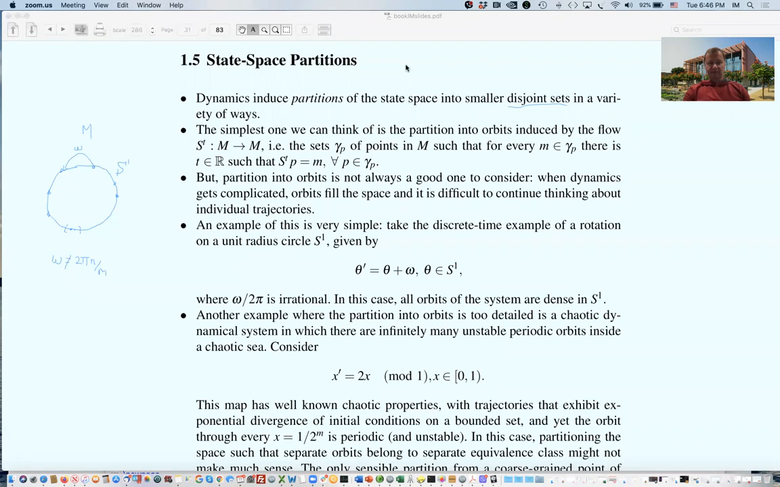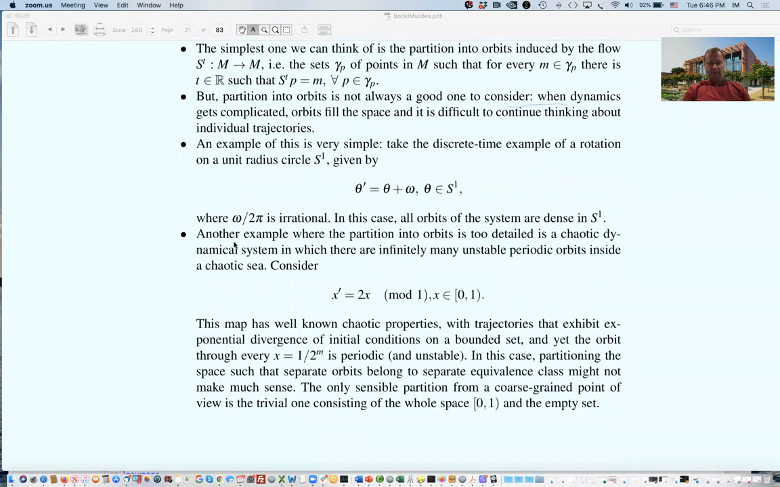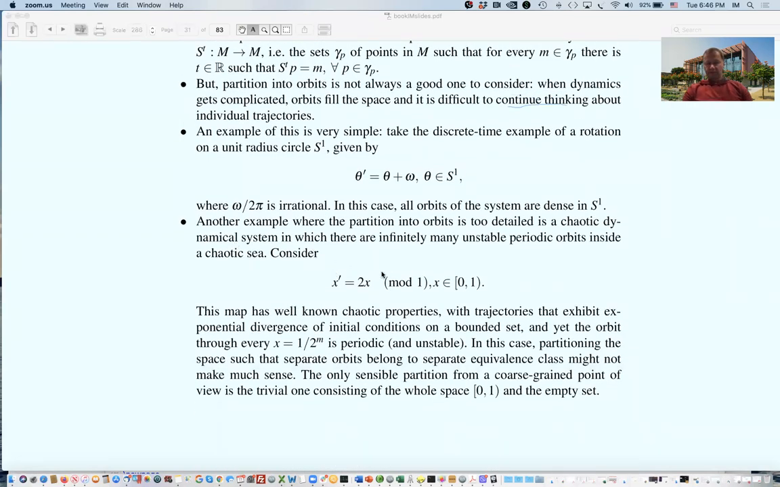Another example that's even more complicated dynamically is that of the well-known chaotic map where the next iterate is twice the initial condition. So the next point that the mapping lands on is twice the initial condition, but taken mod 1. I can again draw this in the following sense. The dynamics takes place on the interval 0, 1.